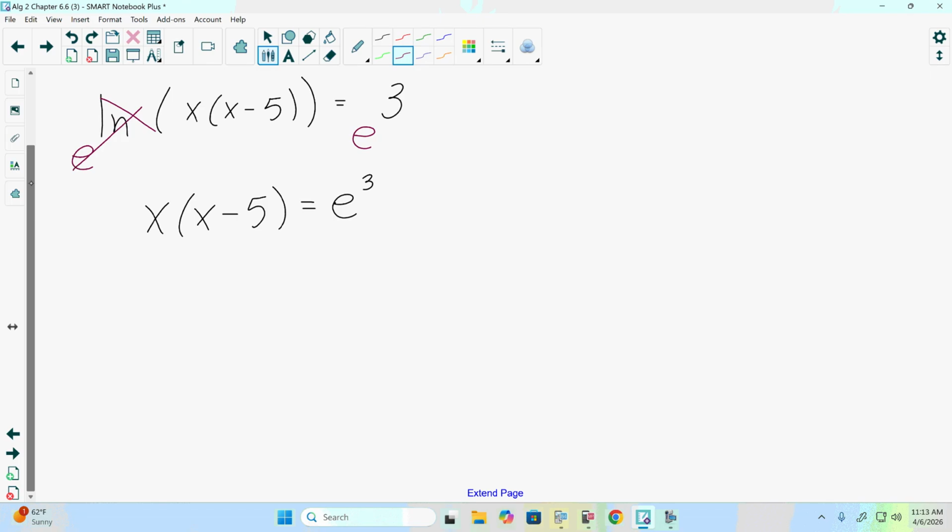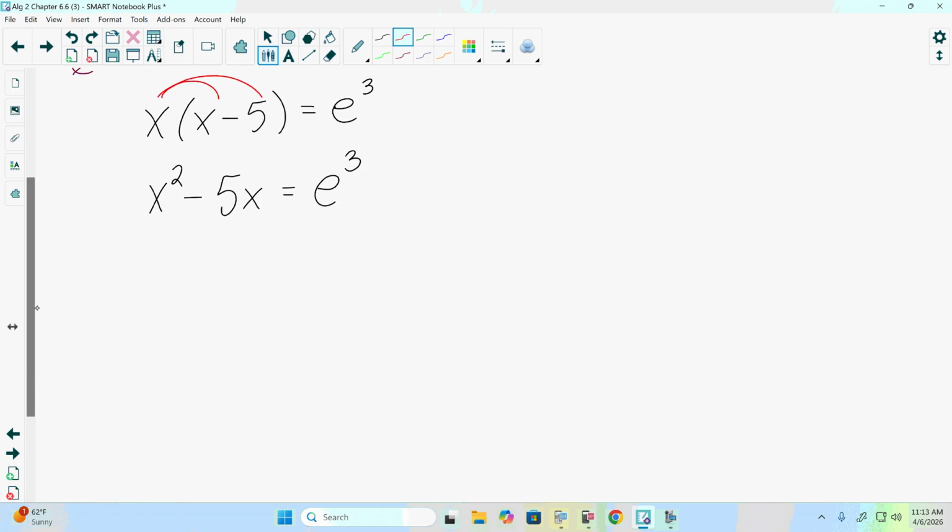Now we do need to solve for the value of x. So on the left-hand side, we're going to have to multiply out. And the reason is zero product doesn't work here. Even though I do have two or more things multiplied together, they do not equal 0. So we will have to distribute this x. X times x is x squared. X times negative 5, negative 5x. So now we have x squared minus 5x equals e to the third. We already saw that's 20 point massive long decimal.